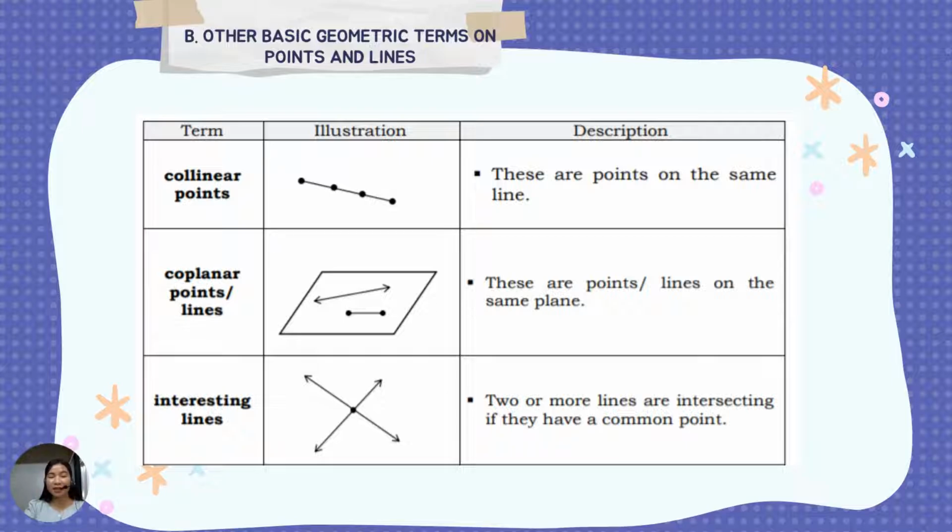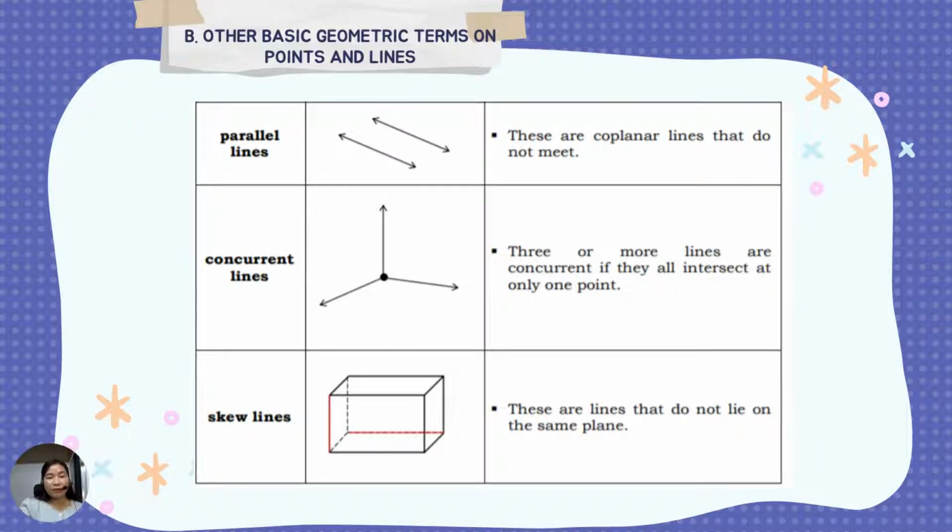Next, intersecting lines. Two or more lines are intersecting if they have a common point. Look at the illustration. There are two lines here intersecting at one point. We call that intersecting lines if they have a common point, and this is their common point.